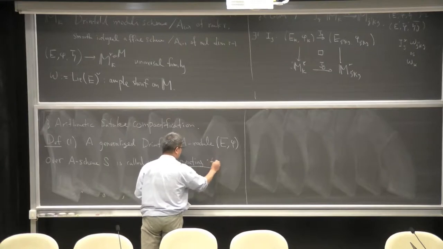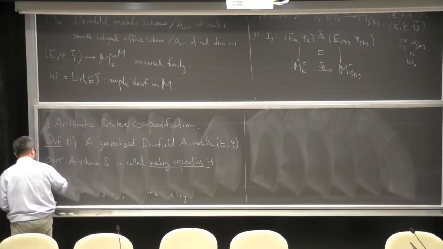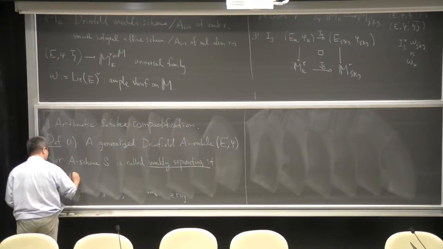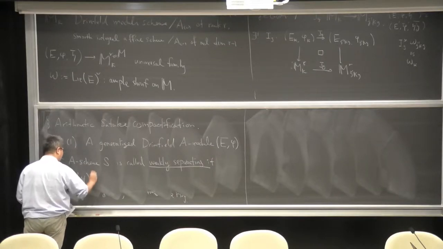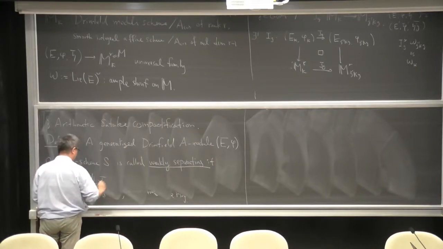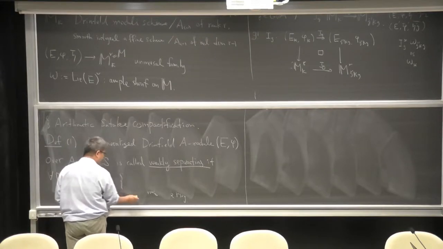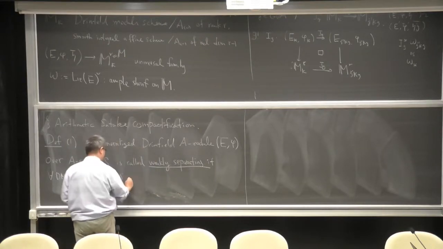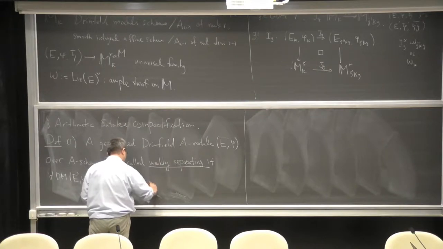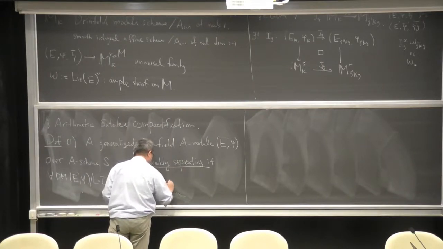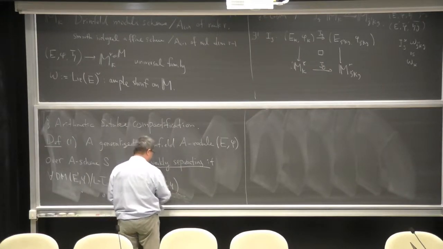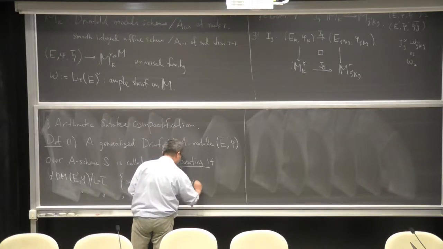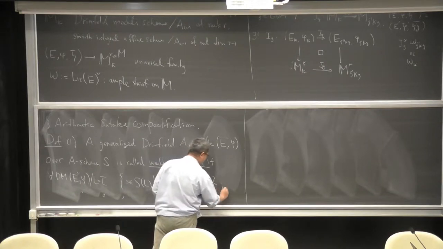if for every Drinfeld module over an algebraically closed field, the collection of fibers of this family S isomorphic to the given one is finite. This is called weakly separated.